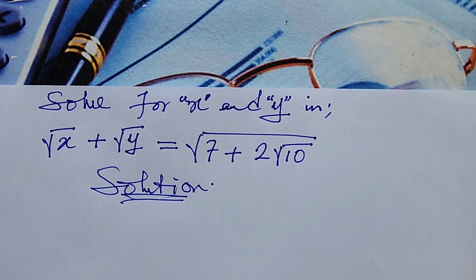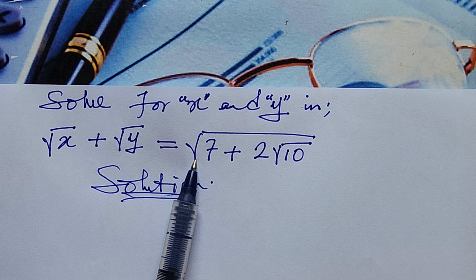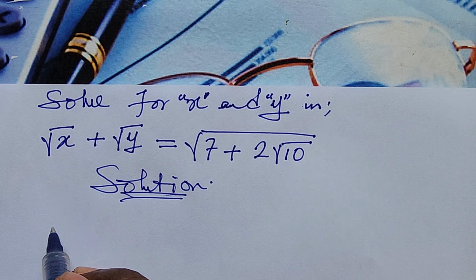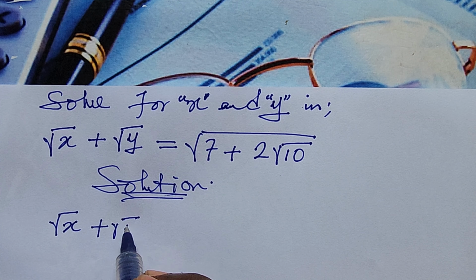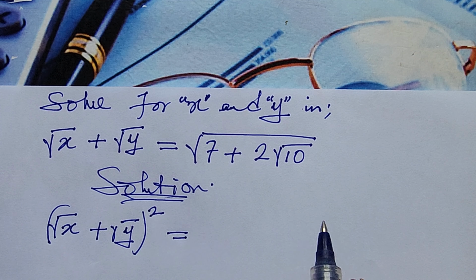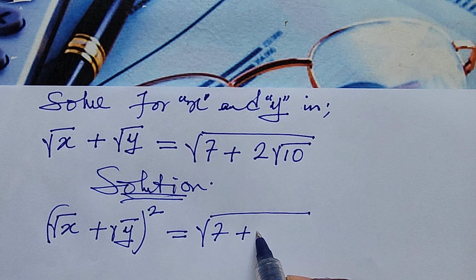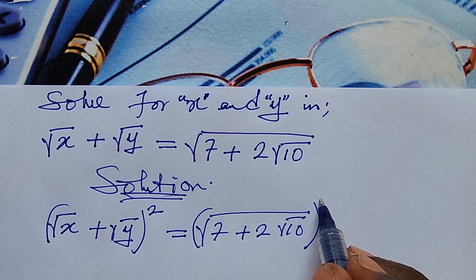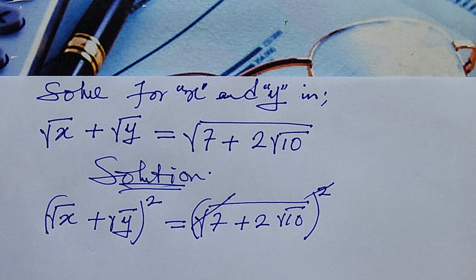All right. Now, the first thing we do is to eliminate this radical. And how do we eliminate this? We have to take the square of both sides of the equation. And so this is going to give us the square root of x plus the square root of y, bracket, all raised to the power of 2. This is equal to the square root of 7 plus 2 times the square root of 10, all raised to the power of 2.